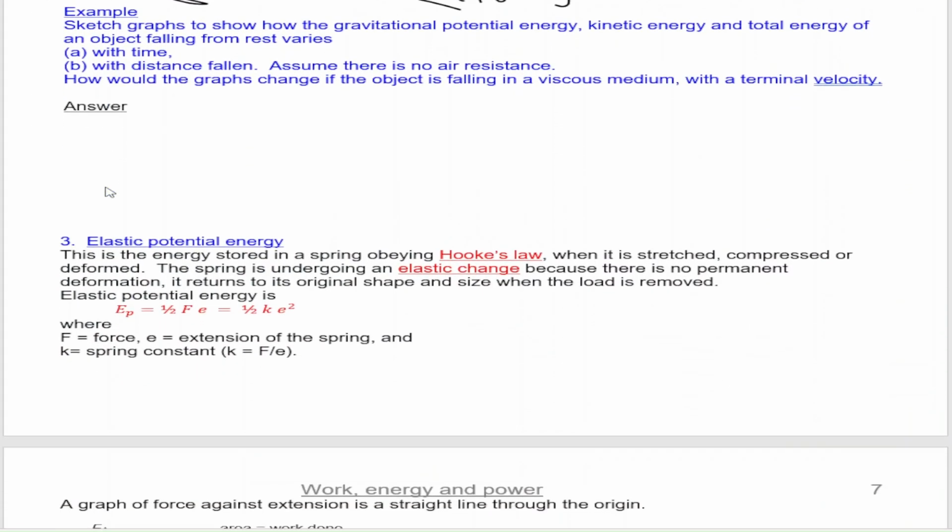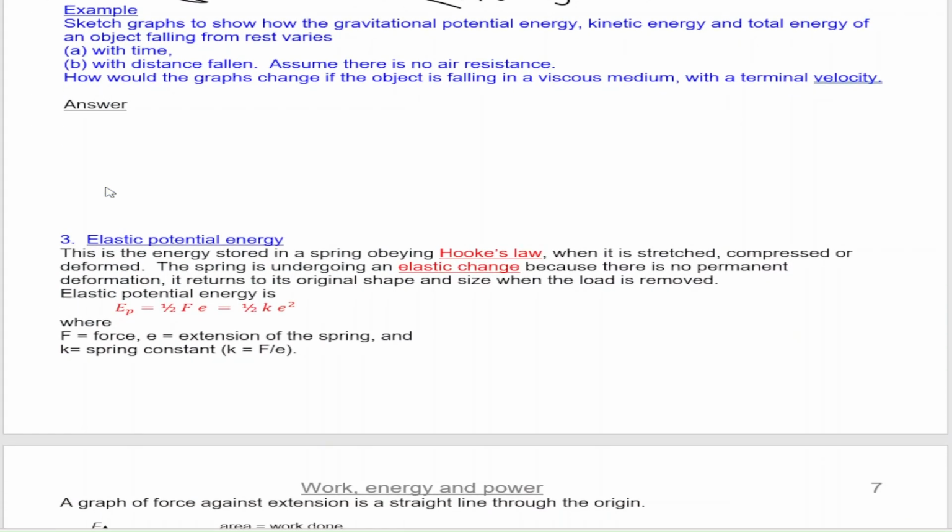The next example here says sketch graphs to show the gravitational potential energy and the kinetic energy and the total energy of an object falling from rest, how these vary with time and with distance falling. Now, the total energy is always constant. Remember, from the law of conservation of energy, there's no change in its total amount. So total energy would just be a graph like this. So that is total energy over time or over distance is still the same.